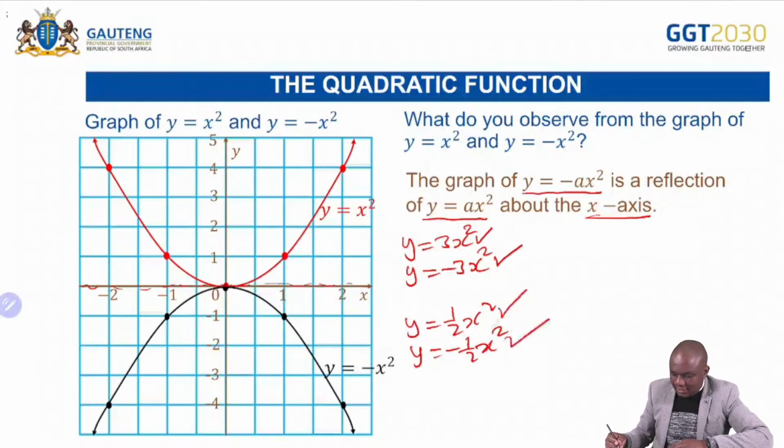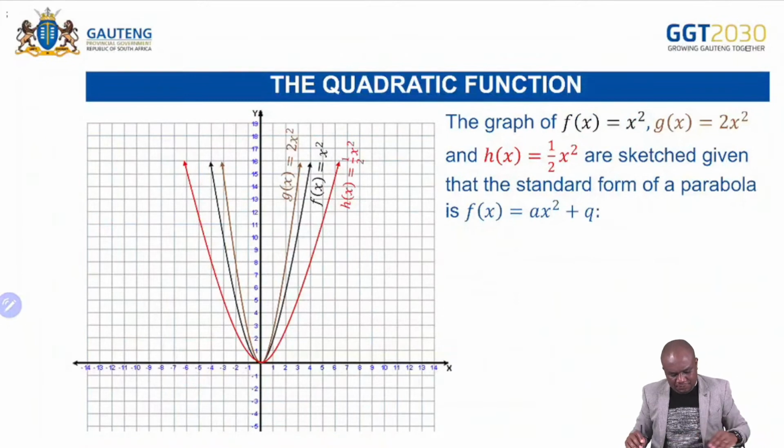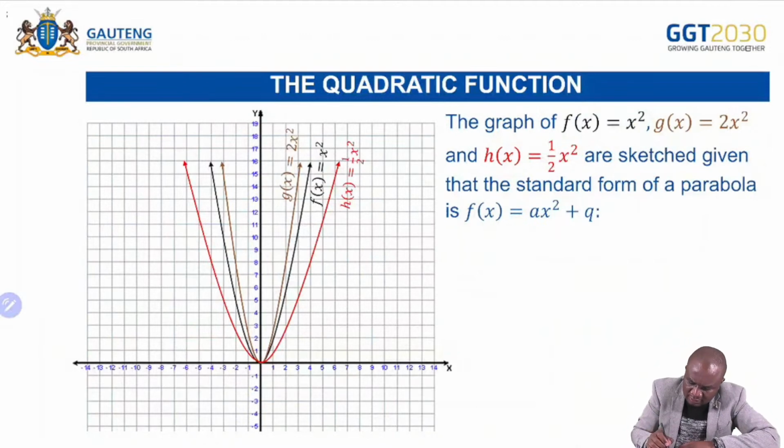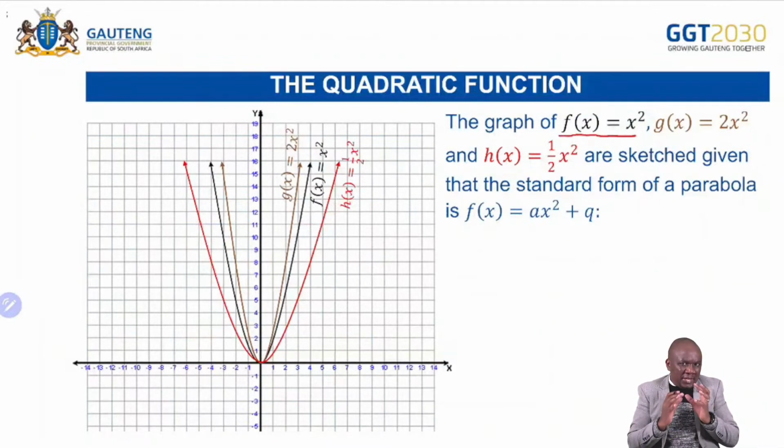Right, welcome back, grade 10s. Now, I want us to discuss, still on the effect of a. The graph of f of x is equal to x squared. Let's call this graph our parent graph. Like the other graphs, the brown graph g of x and the red graph h of x, they are from f of x.